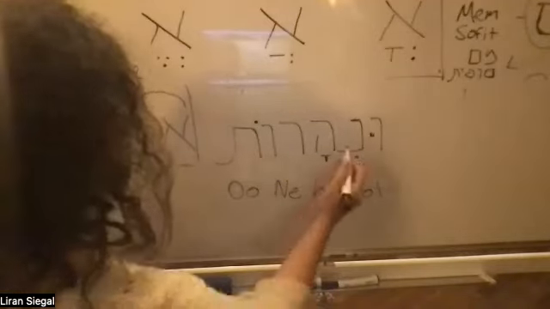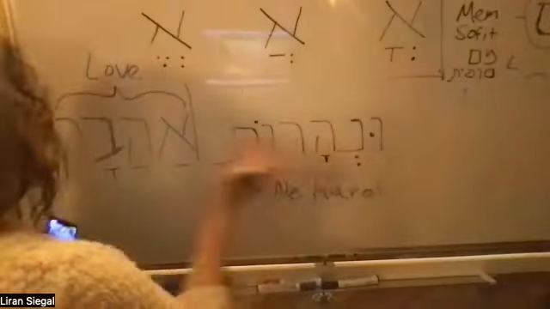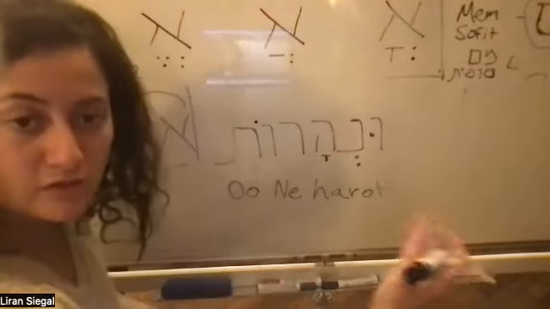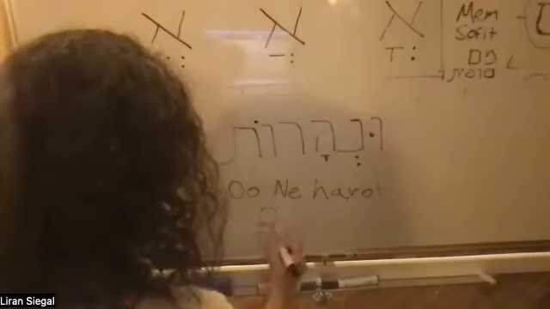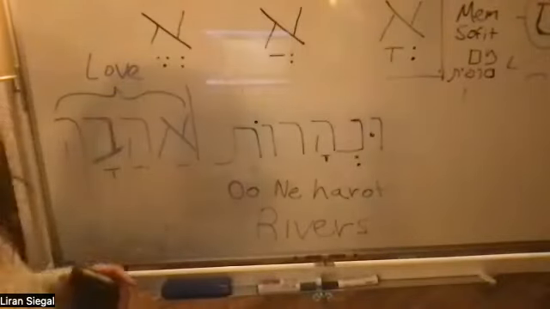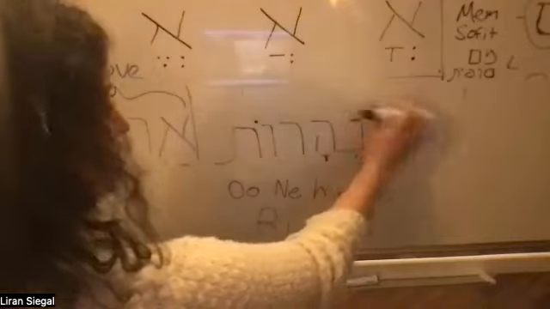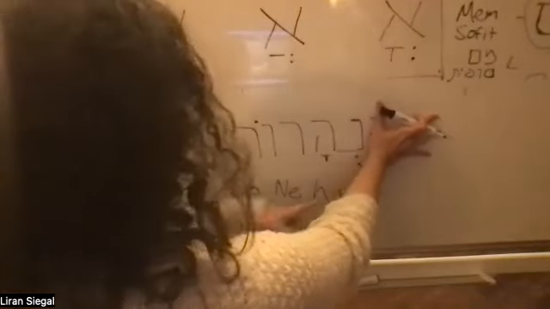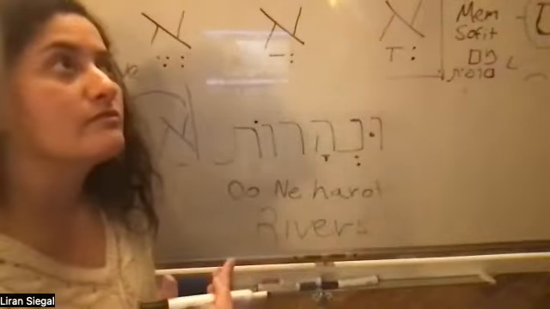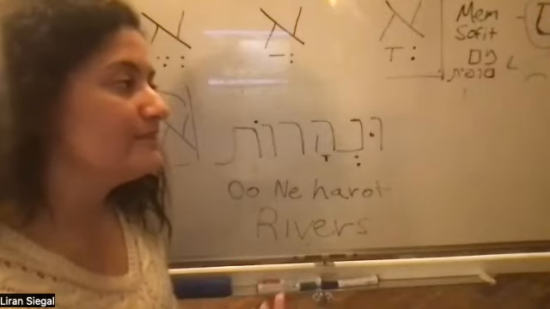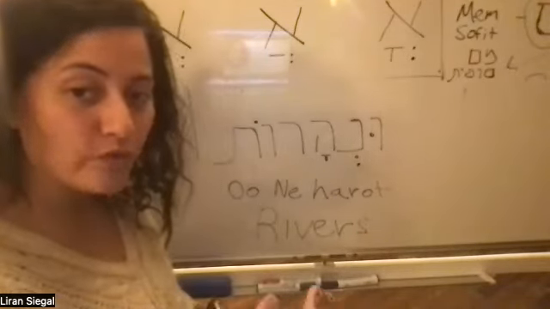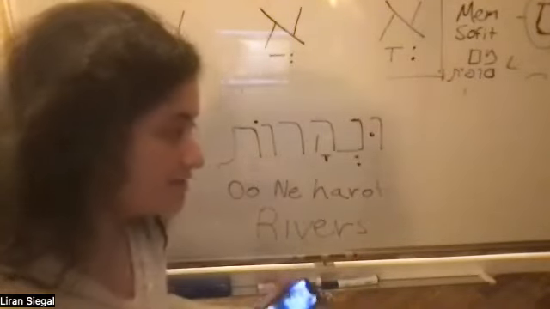Uneharot. So this is a nahar, which is river. So many rivers. Okay? Rivers. It's basically the plural of river. And this vav, if this vav wasn't here, it would just be neharot, which is rivers. But the vav before it resembles and. So u in this case represents and the rivers.